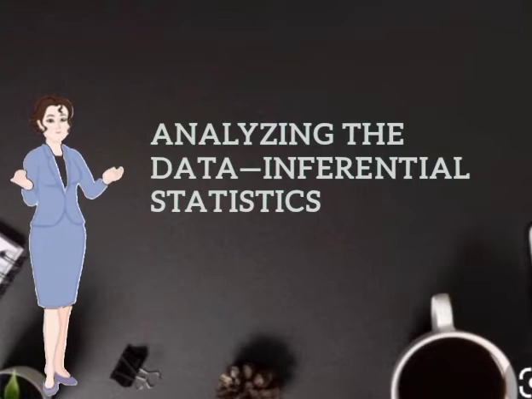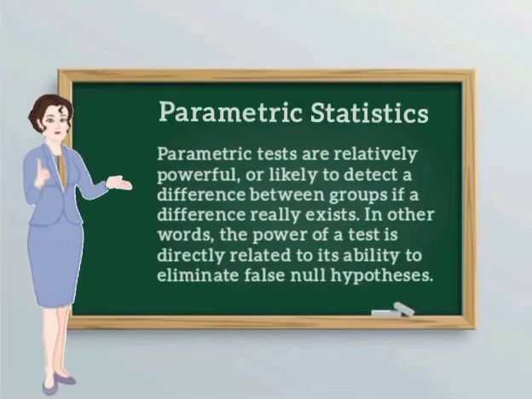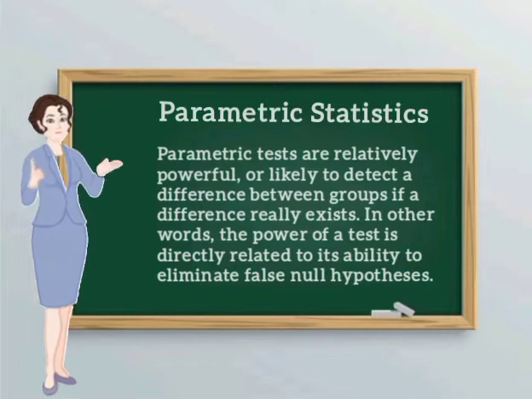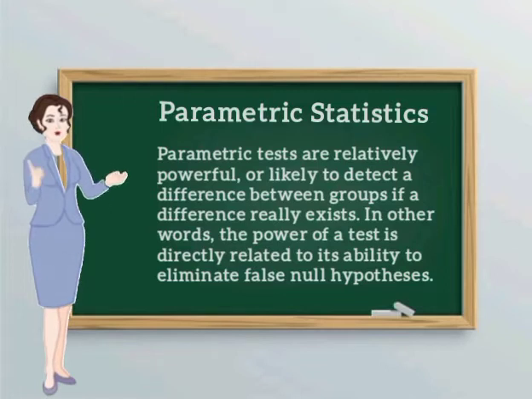Analyzing the data. Inferential statistics. Parametric statistics. Parametric statistics require the assumption of a normal population or distribution. Parametric tests are relatively powerful, are likely to detect a difference between groups if a difference really exists. In other words, the power of a test is directly related to its ability to eliminate false null hypotheses.